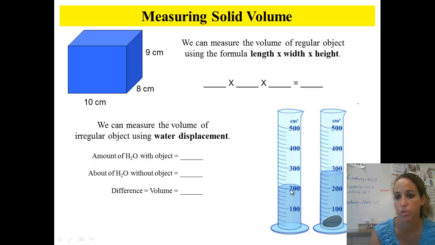This one goes up to 200 milliliters. So please record that here on the line that says the amount of water without the object: 200 milliliters. We then put our object in, which in this case looks to be some sort of rock or pebble. This graduated cylinder is going up by 20s, so it looks like it goes up to about 260 milliliters, so you would record that here. Then to find the volume of this rock, you subtract those 2 numbers. So 260 minus 200 gives you a volume of 60 milliliters.